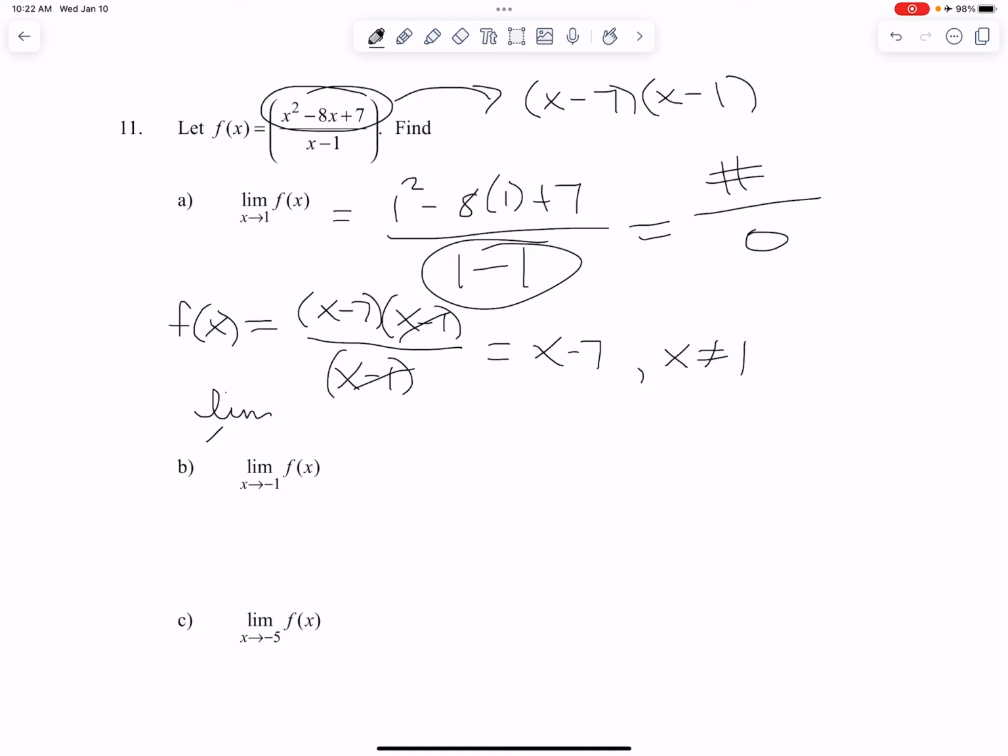Now if I take the limit of this one, so we wanted the limit as x goes to 1 of x minus 7, which is going to give us 1 minus 7, which is -6. So now we found a value and life is good.